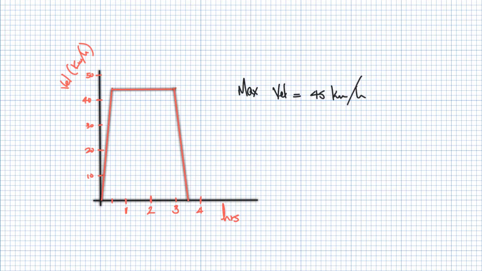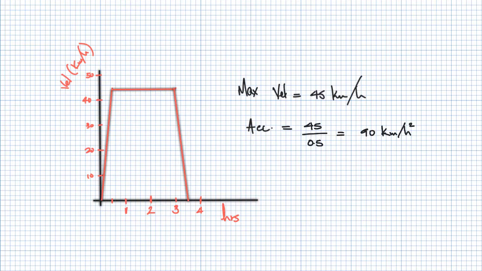Now, as we mentioned in the previous slide, acceleration would be finding the gradient of this line, because it is velocity over time. We've got a velocity for that whole acceleration there of 45 kilometers per hour. It took a time of half an hour, so 0.5 hours there. And so that's going to be equal to 90 kilometers per hour squared.